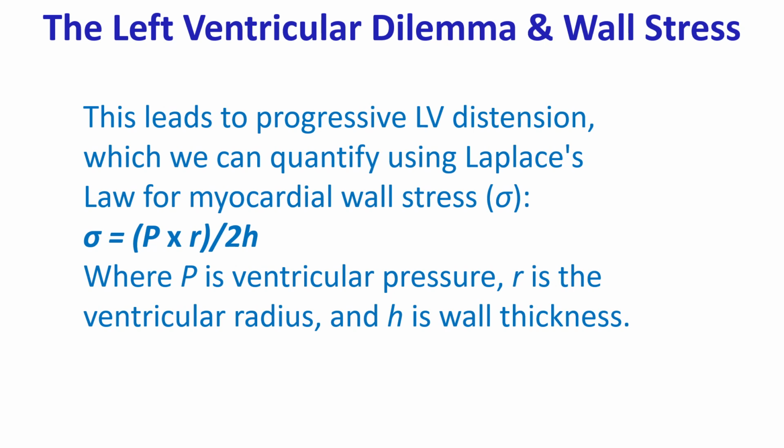This leads to progressive LV distension, which we can quantify using the Laplace law for myocardial wall stress. Sigma is equal to P times R over 2H, where P is ventricular pressure, R is the ventricular radius, and H is wall thickness. As the LV distends, increasing R, against the high afterload, increasing P, myocardial wall stress skyrockets.